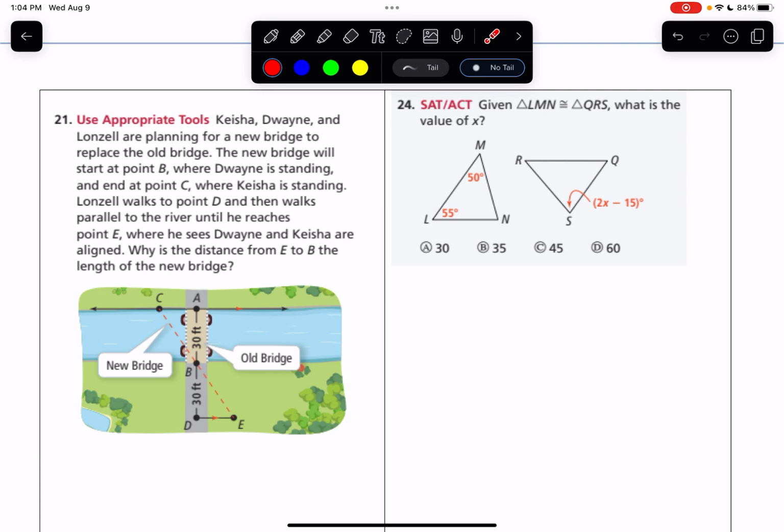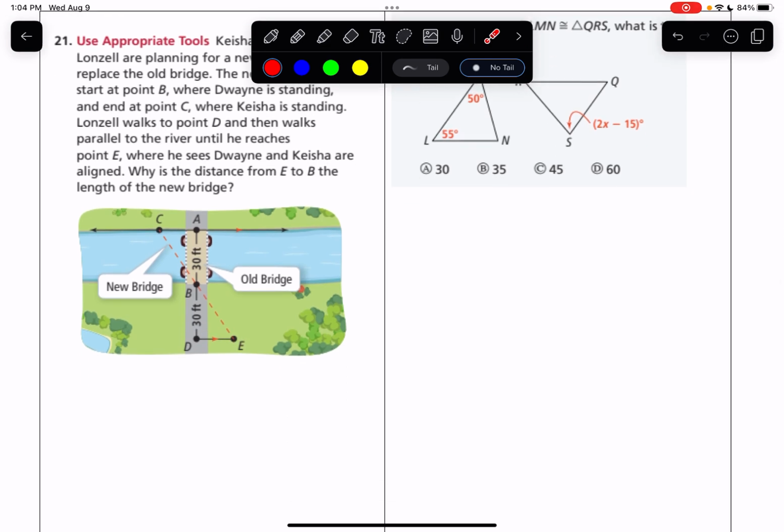Why is the distance from E to B the length of the new bridge? We just have to figure out why these two triangles are congruent. I see some vertical angles here, one right here and one right here, so I can start with that. Angle ABC is congruent to angle EBD by vertical angles.